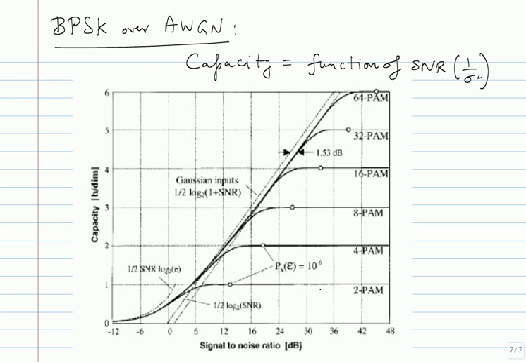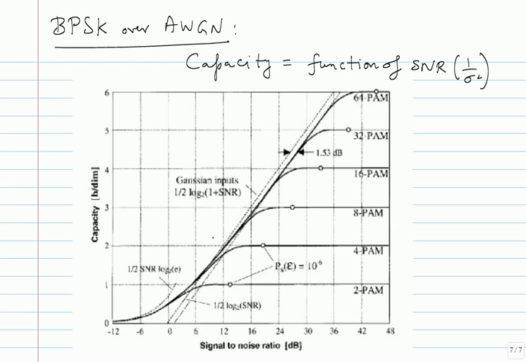I'll tell you this. There's also something called Gaussian inputs. Suppose you have an AWGN channel without restricting the constellation. I don't care about what constellation you use. Use whatever constellation you want. Then it turns out the ideal thing to do is use Gaussian input. Your input should have a Gaussian distribution. That also you can prove using information theory.